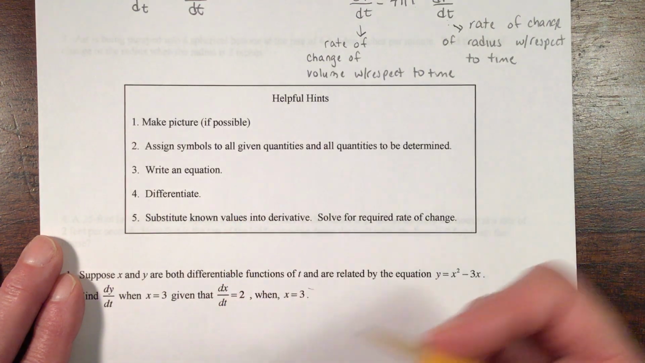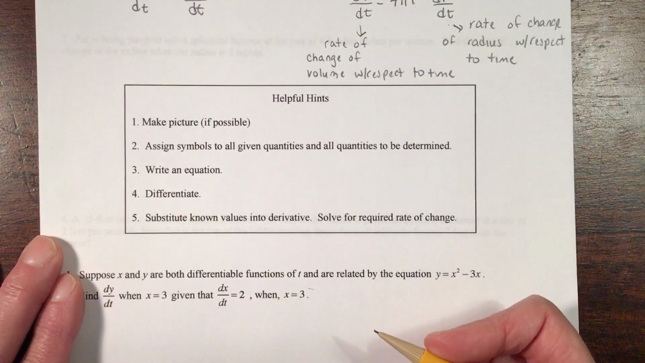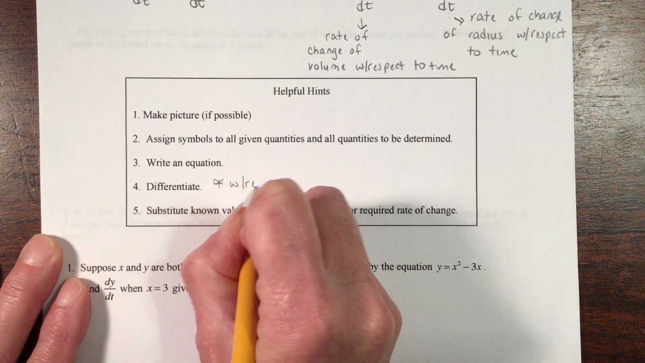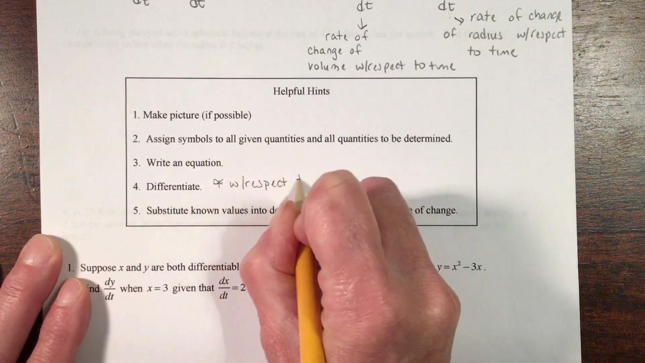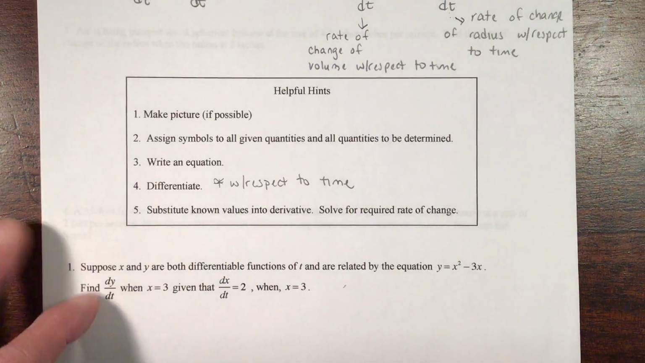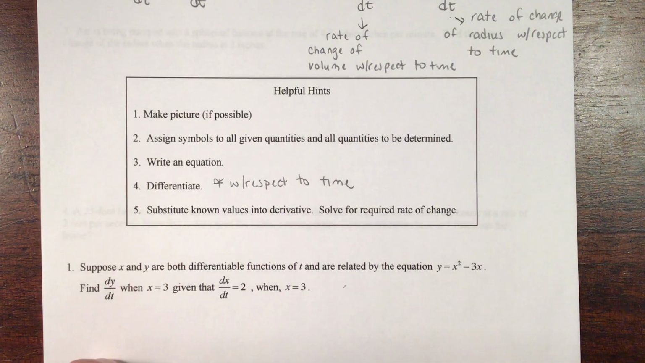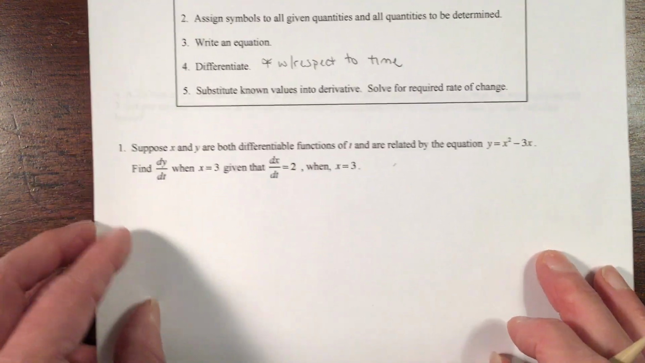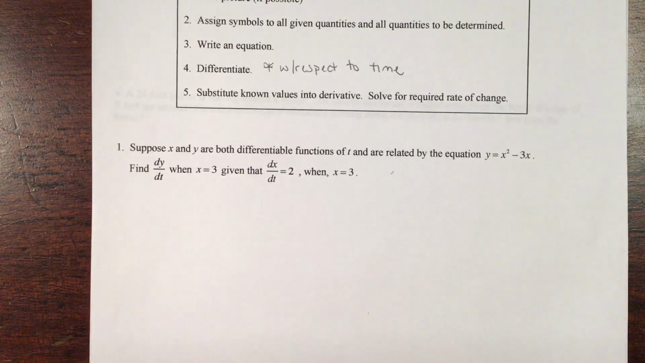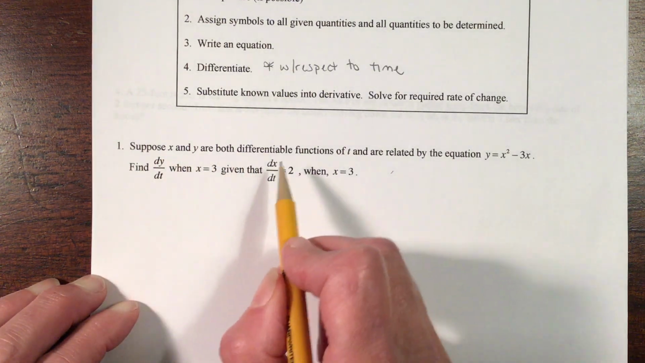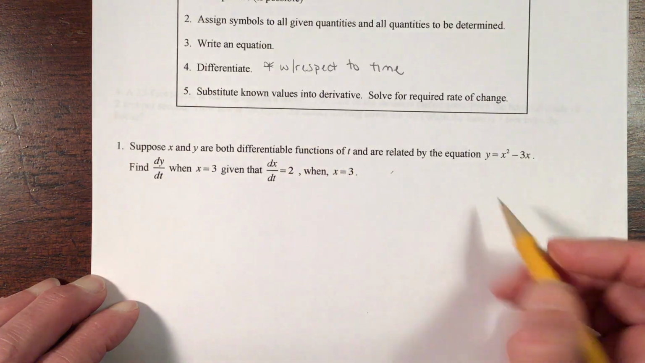Write an equation. Obviously, we're going to have to set up our own equations to solve. Then we differentiate. Remember, we differentiate with respect to time. That's a big one. We have to make sure we do this in these types of problems. Then we substitute any known values into our derivative and solve for the required rate of change. We're going to start with just a simple math example to show you how this is really just like a puzzle.